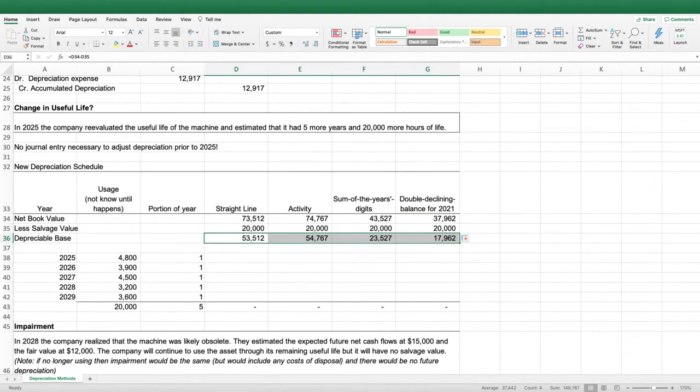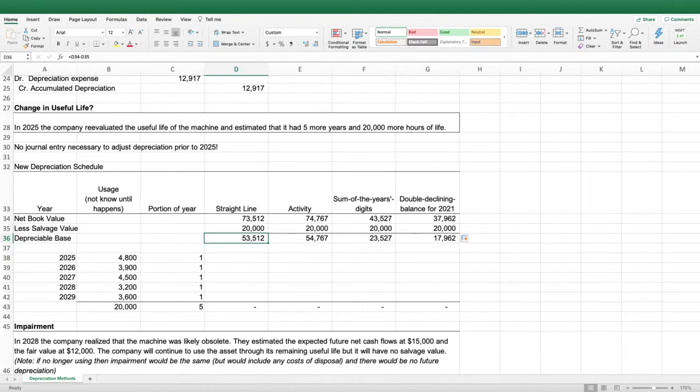Now, this should not need to be said. For a company, you're only going to need to calculate the one you're using. You don't need to calculate all of these. I'm just showing it regardless of which one you choose, I'm giving you how to calculate it for all of them. So if you were using straight line, our depreciable base is now $53,512. That is our new depreciable base.